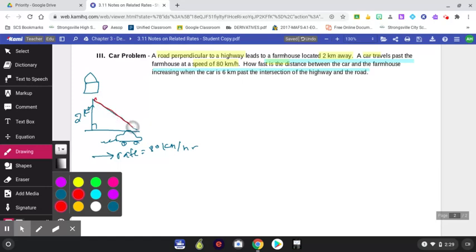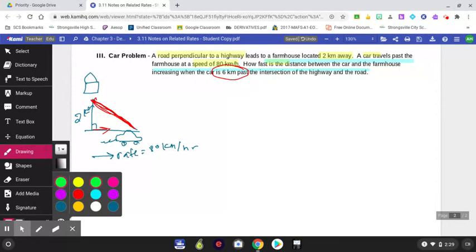I want to know how fast this length, this distance here, is increasing, right? As my car is driving this direction away from the farmhouse, it's getting further and further away from the farmhouse. And I want to know at what rate is the distance between the car and the farmhouse increasing. So if it's increasing, it should be a positive rate. And it's saying at the moment that the car is 6 kilometers past that intersection.